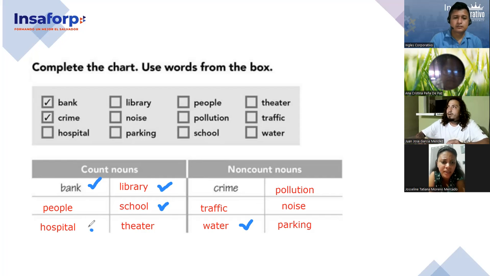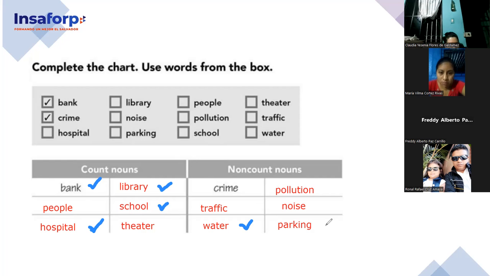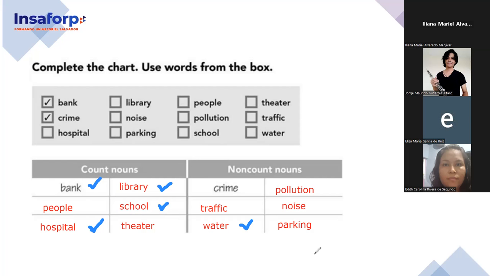Okay. How many doctors are in the hospital? How many doctors are there in the hospital? Yes. Okay, can you repeat the sentence, please? How many doctors are in the hospital? Very good. Thank you so much. Great job. Let me see who else is here.